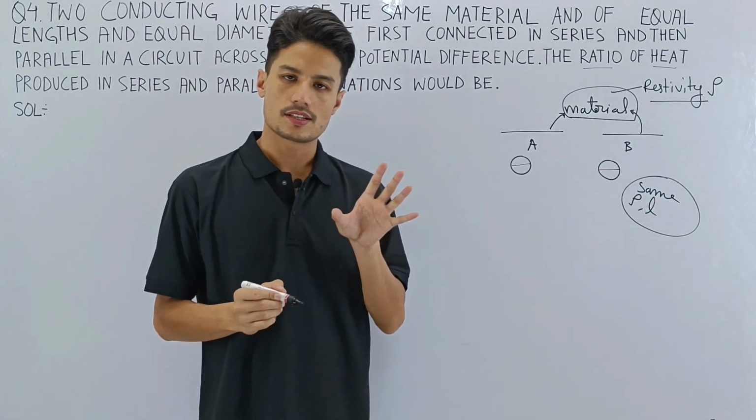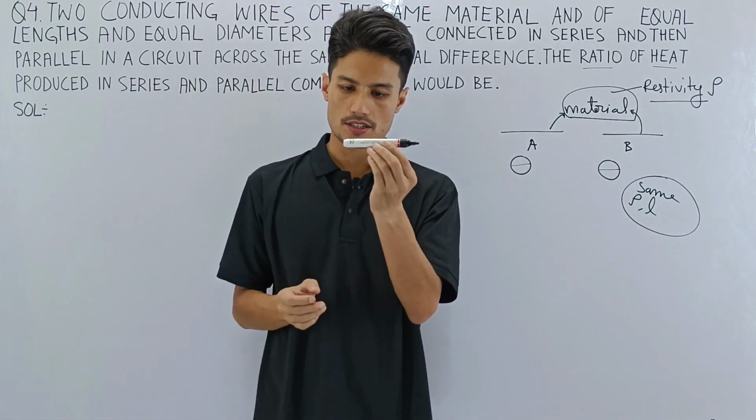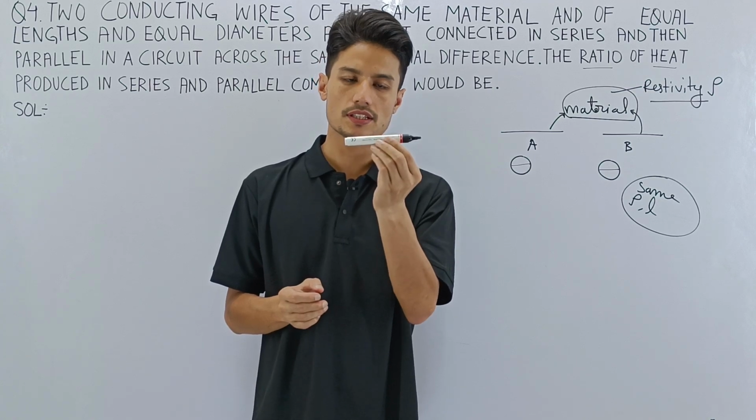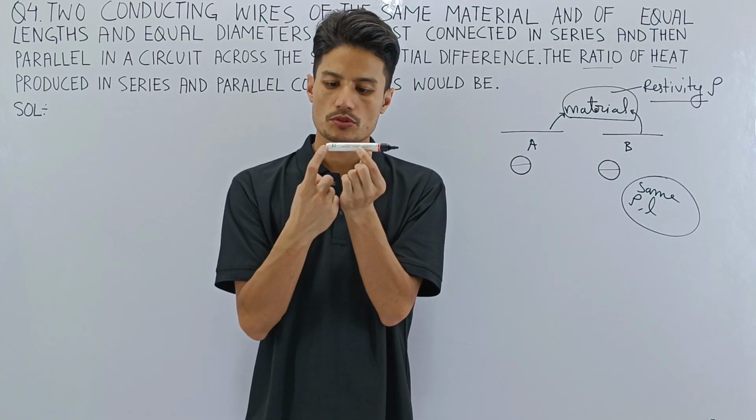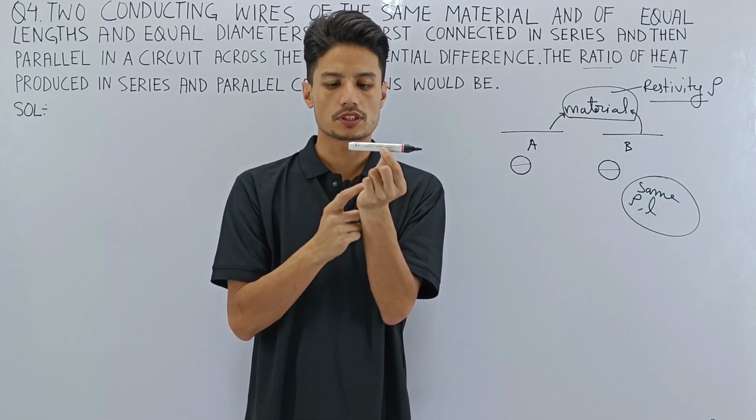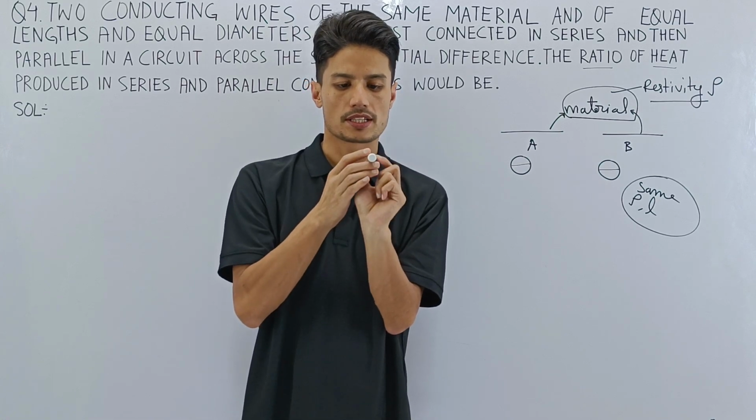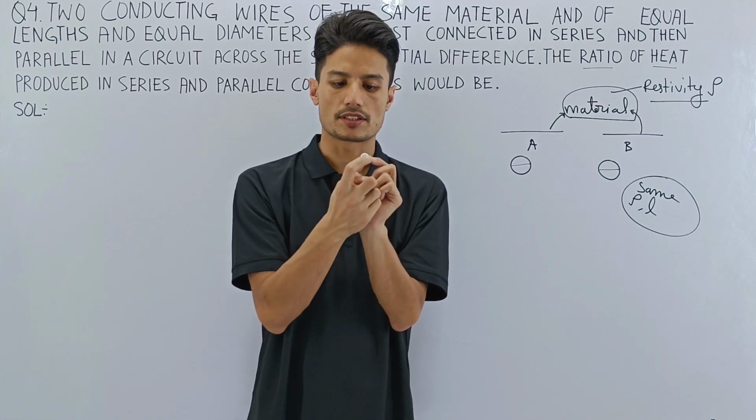That means thickness is same. Okay, thickness is same. You see this marker? Imagine this to be the wire. So right now, if I hold it like this, what you see is the length. Now, if I want to show you the diameter, I have to make it face like this. So right now you are seeing the diameter.